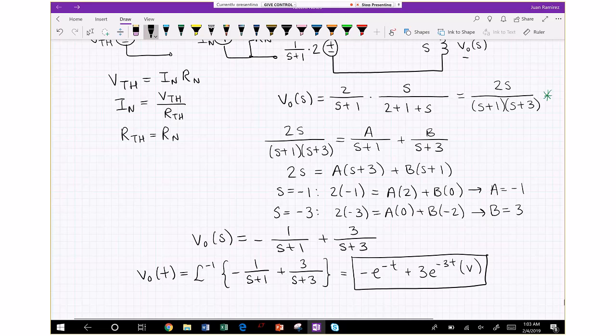So obviously there's some pretty complex circuits that you can get into. This is an introduction to circuit analysis using Laplace transforms. Definitely recommend you do some more examples in the book and in the problems at the back of the book too. Thank you very much.